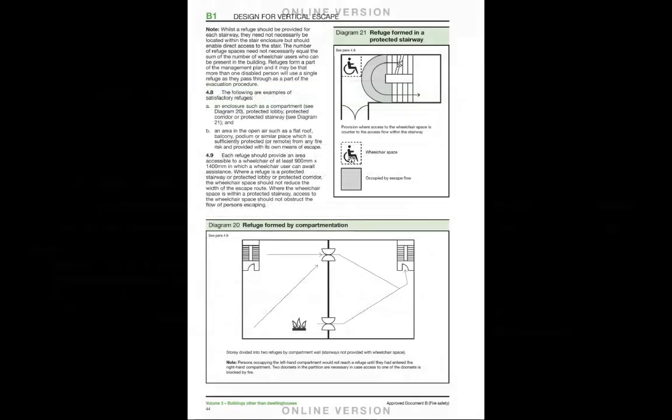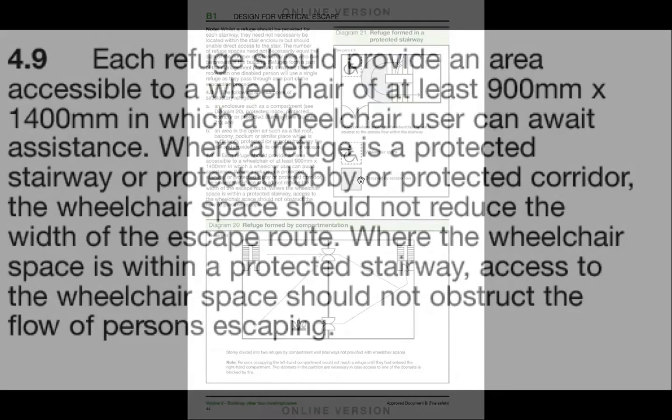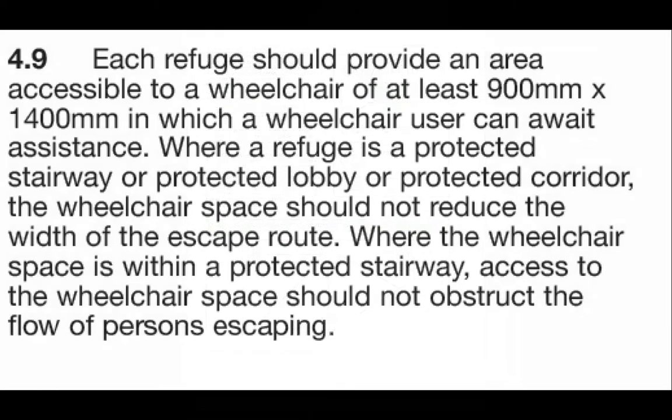Refuges. So, that's the note. You must provide a wheelchair refuge, 900 millimetres by 1400 millimetres, in which a wheelchair user can await assistance. They must be within a protected zone, and they mustn't obstruct the flow of people leaving the building.